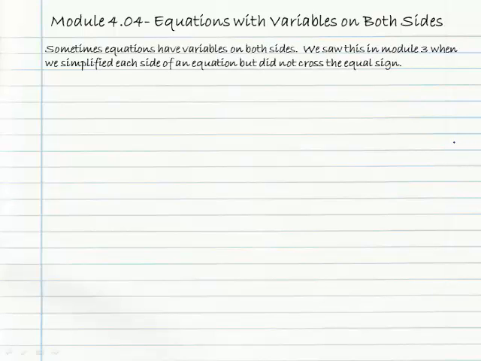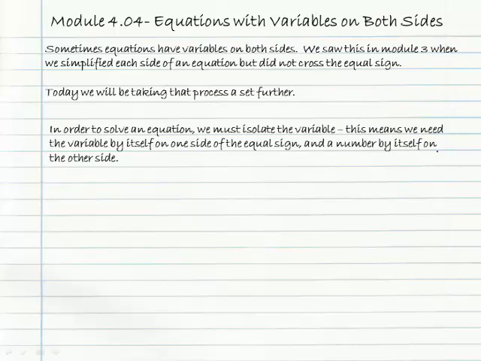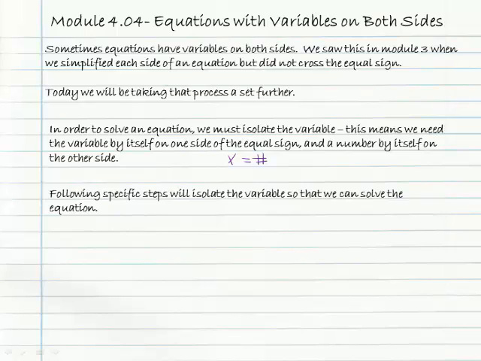Sometimes equations have variables on both sides, and we saw this back in Module 3 when we simplified each side of an equation. Today we're going to be taking that a step further, and in order to solve an equation we must isolate the variable. So we need the variable by itself on one side, and a number by itself on the other side. Then we know we're solved. Following specific steps will isolate that variable so that we can solve the equation.